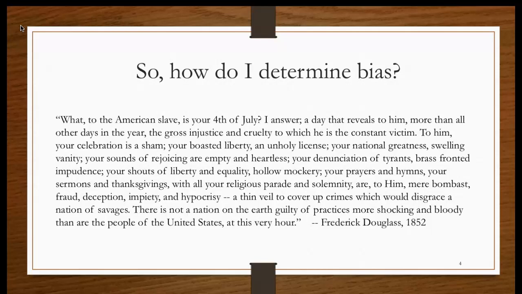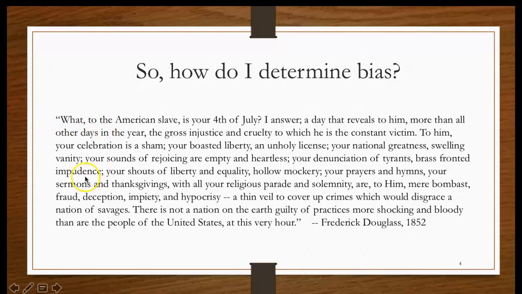And if you notice any of these things in your source, it indicates that the creator has a specific bias about the person or about the event that they're talking about, and they want to communicate that in a way that positions the audience to see things from that same perspective. So we can take this example here. This is an excerpt, a quote from Frederick Douglass's famous 1852 speech, "What to the American slave is your 4th of July?" So we want to look at where we see bias in the language used in this speech.